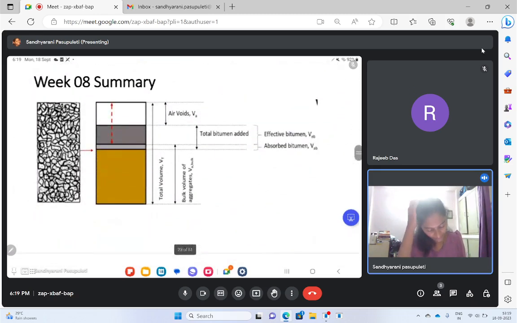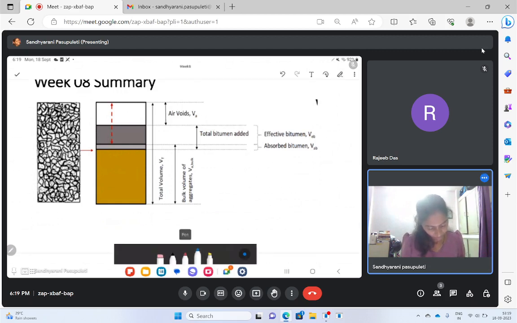And this is a phase diagram for the volumetric parameters. So if we could see, this is our bituminous mixture which contains aggregates plus bitumen plus air voids. If I separate them into the individual phases, this is the aggregate and this is the amount of binder that is being absorbed by the aggregates.